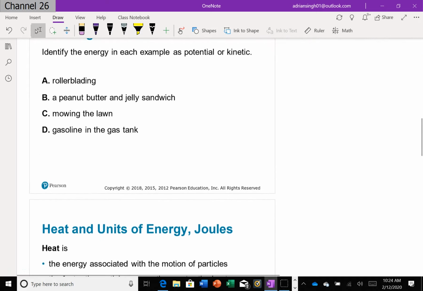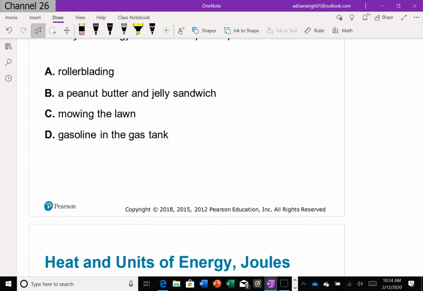All right, let's take a look. Potential or kinetic for these options. Rollerblading. This would be kinetic energy, right? You're moving around on rollerblades. Peanut butter and jelly sandwich. Potential, right? That's food. Mowing the lawn. Kinetic energy. And then gasoline would be the food for your car, right? So that has the potential to generate energy based on its composition.